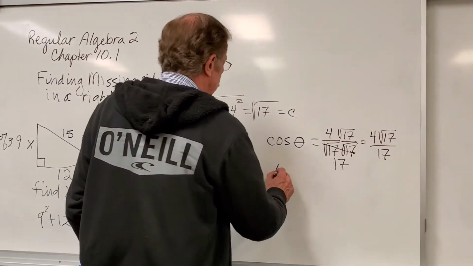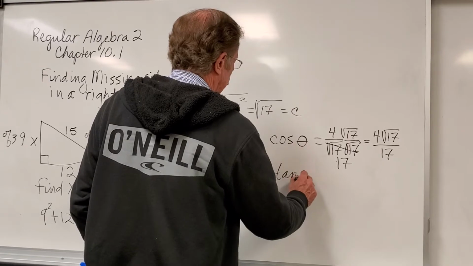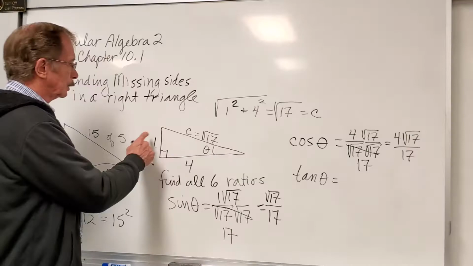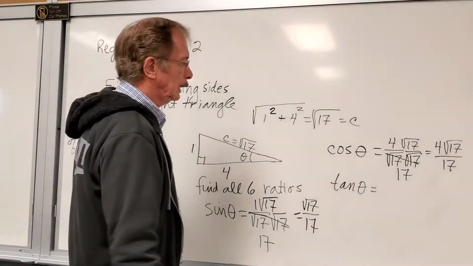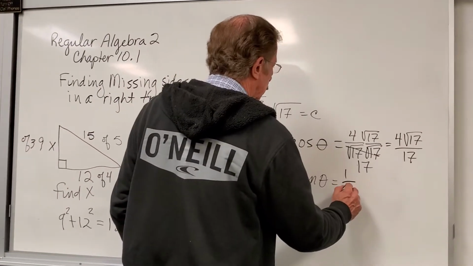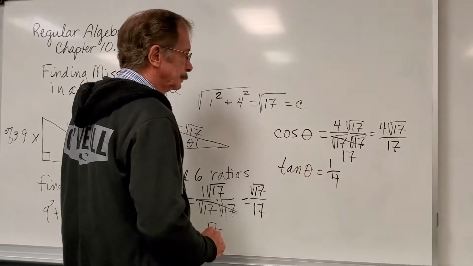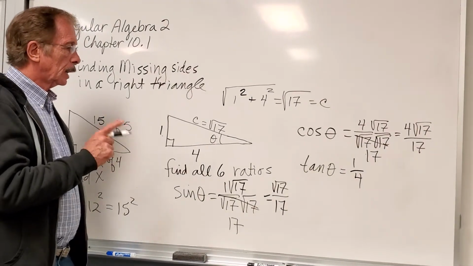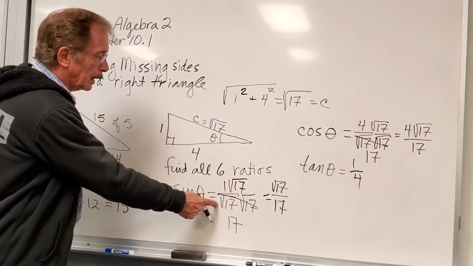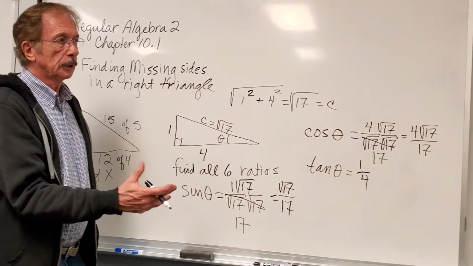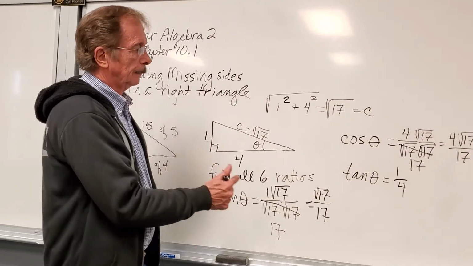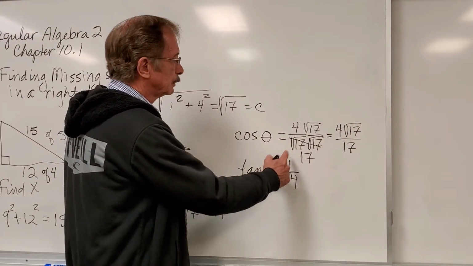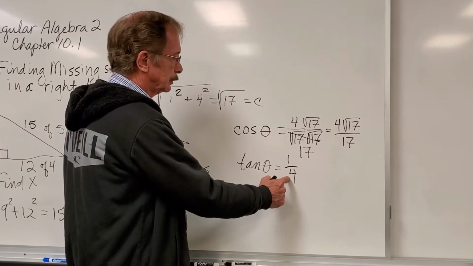Now let's take the tangent of theta. What's that going to be? Well, it's not going to involve my radical at all. It's going to be the opposite over the adjacent, so I get 1 over 4. Now you notice when I went through this, I didn't write out the words opposite over hypotenuse. I'm expecting you already to know those. So when I come to tangent of theta, you know this is the opposite side over the adjacent side.